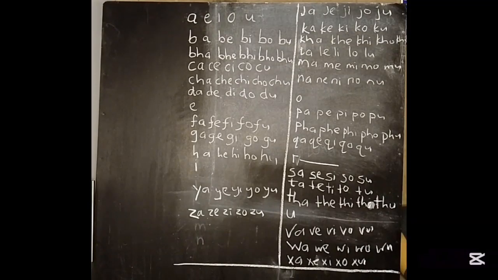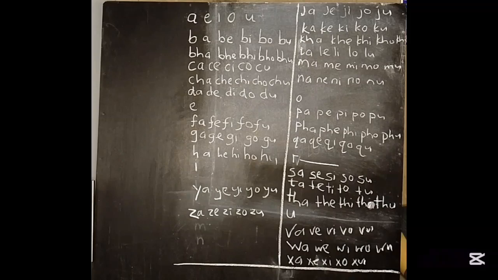Hello, good morning. So today we want to do a glimpse of how we form our Ndebele words. So we are going to start from the start of creating words. So we are going to start with our usual vowels: a, e, i, o, u.